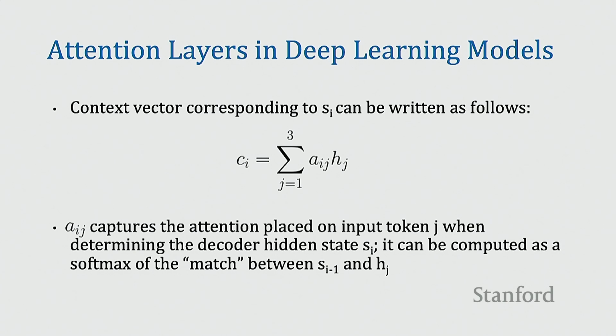So in some sense, the Aij that we have introduced there captures the attention placed on input token j when determining the decoder hidden state Si, right? So how much does the output word i depend on each of the input words j, that's what is captured by Aij. And that is the notion of attention weights, and that describes the importance of each of the input features in these kinds of networks.